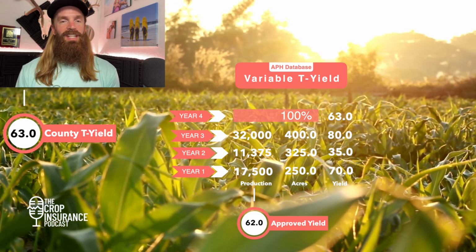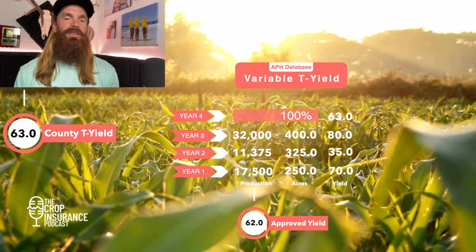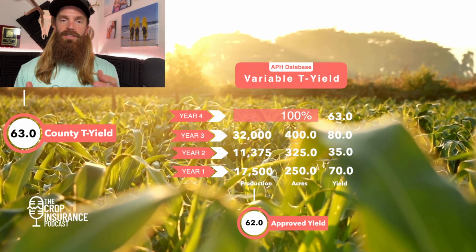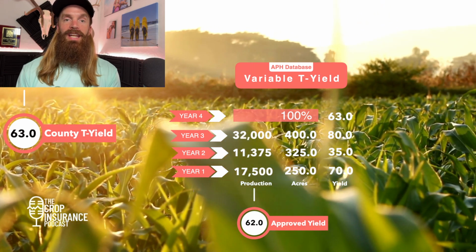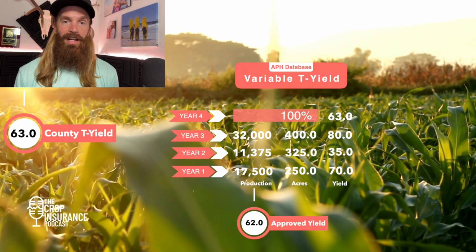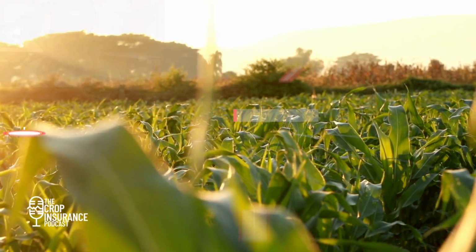And then obviously, if we entered our 4th year of production, it would be all of our production now. So that's how you're going to use that new producer status versus not having it, and what it looks like in your tables and figuring out your approved yields.